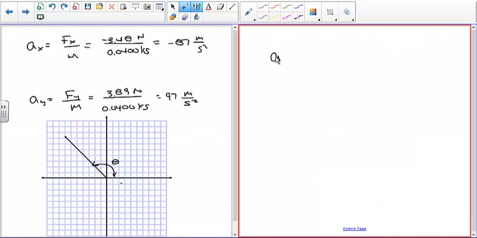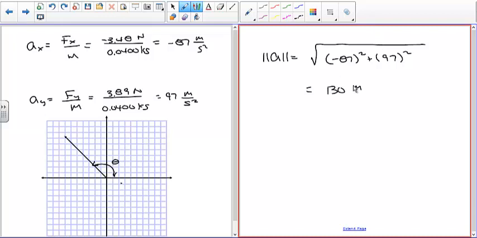Now, the magnitude of the acceleration is just using the Pythagorean theorem. So we take -87 squared plus positive 97 squared. I used 87 instead of -87 because when you square it, the sign doesn't matter. And then you take the square root of that and you get 130 meters per second squared. So that's the length of this vector.